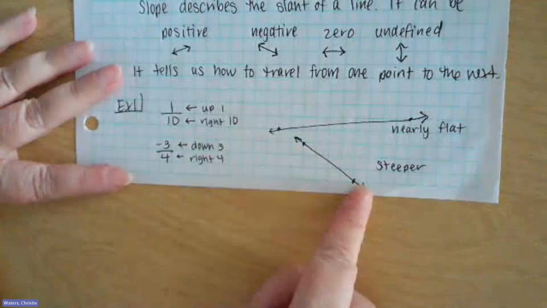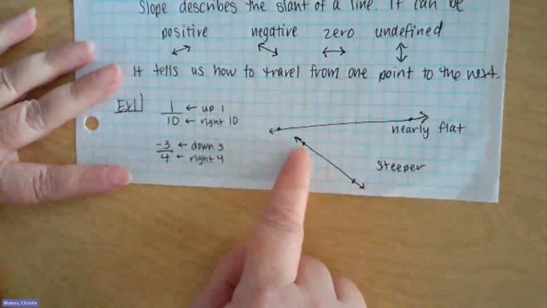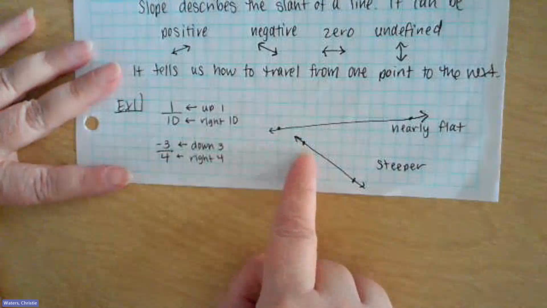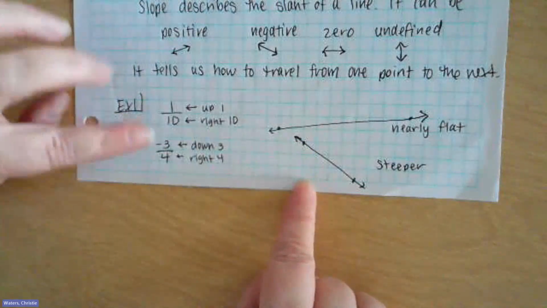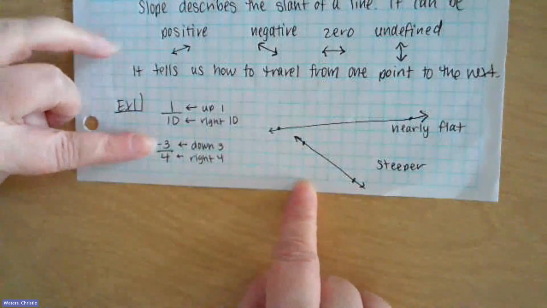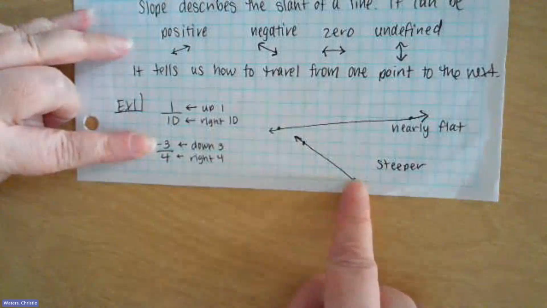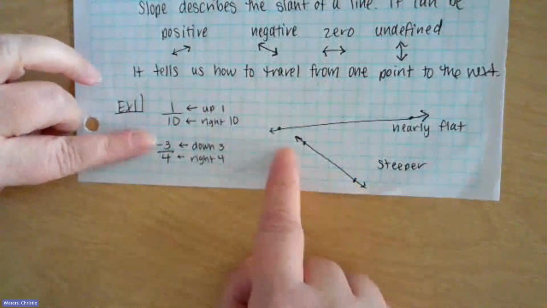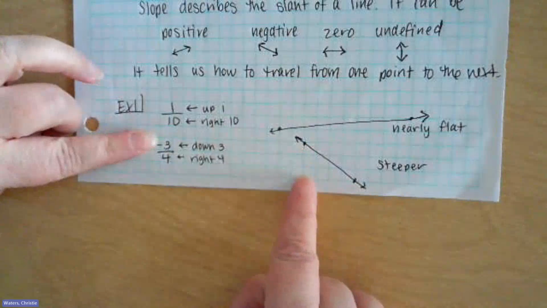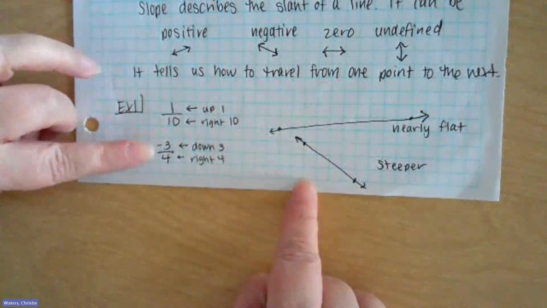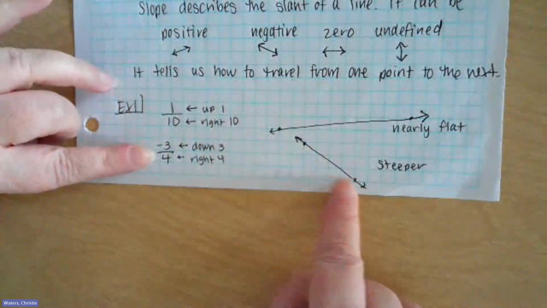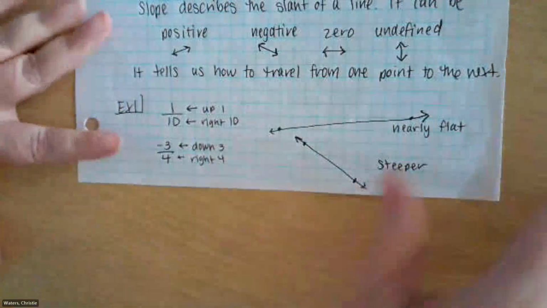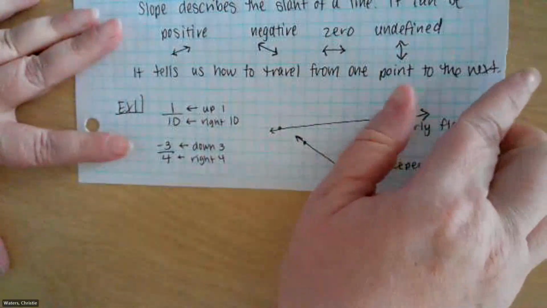Now here's a line that's a little bit steeper. So to go from left to right, from this point to this point, I have to go down 3. So this time I gave it a negative sign. And I have to go right 4. So my run is positive 4. So again, my rise is negative 3 because I didn't really rise. I dropped or I fell. And then my run, I'm still going to the right. So that's going to be positive.